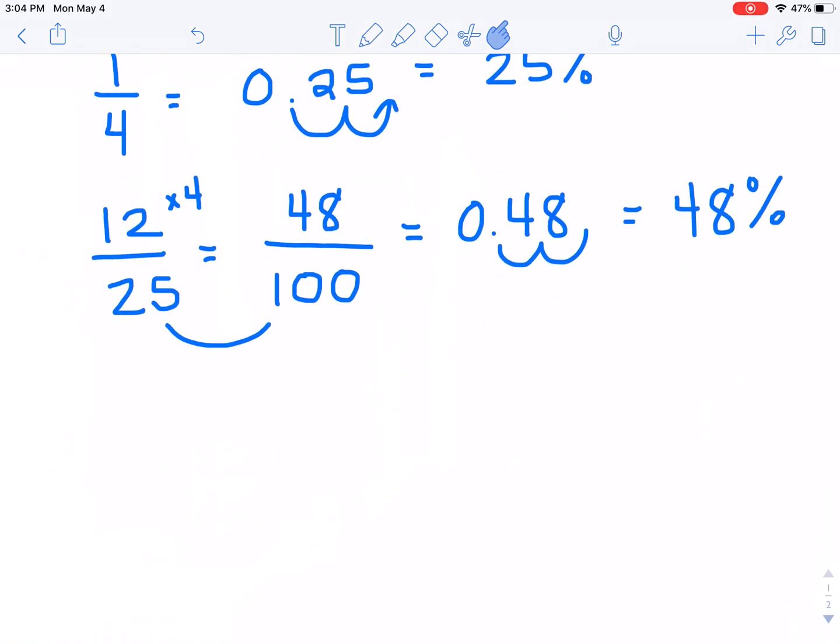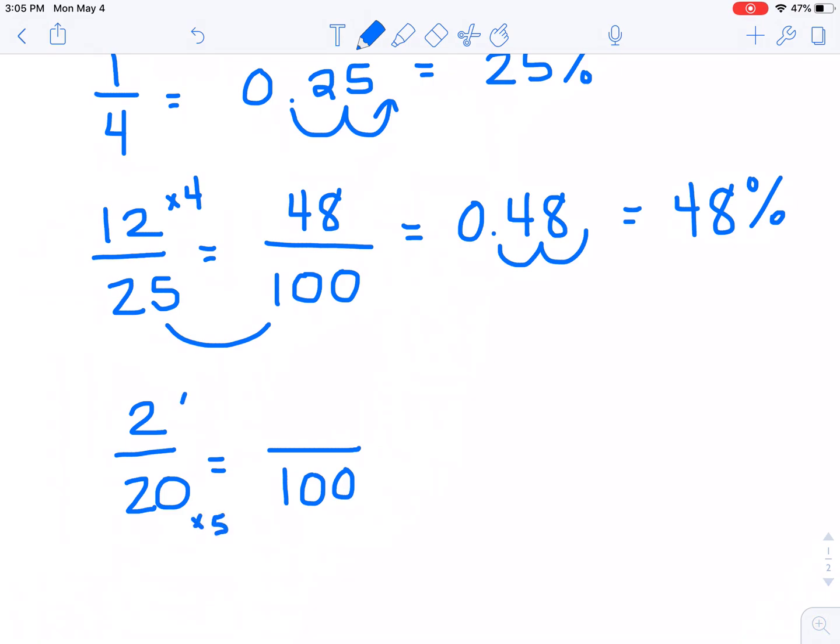Let's try another one. Pretty easy. If we did 2 over 20, okay? Again, I could, with my calculator, do 2 divided by 20. But I also know 20 can go into 100, so I'm going to put it there. And I know that 20 goes into 100 5 times. So I would do 2 times 5, because all the rules, you know, whatever you do to the bottom, you have to do to the top, which gets me 10. And now I know I have 10/100ths, which means I have 10%.